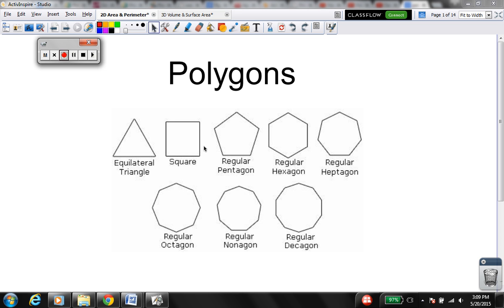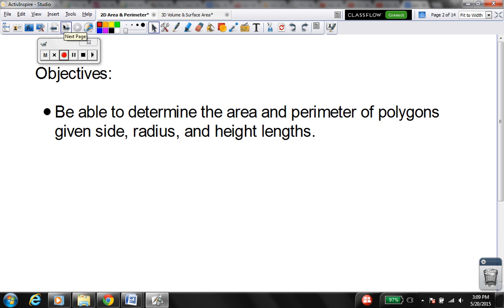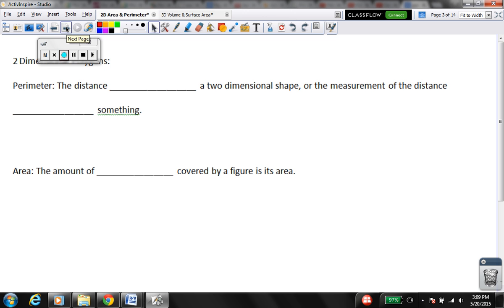So the first thing I'm going to talk about is the concepts of polygons and the area and circumference of the 2D figures. So we have an objective today, which will be to be able to determine the area and perimeter of polygons. I'm going to give you either a side, a radius, or a height length to determine the area and perimeter. So first off, what is an area and perimeter?